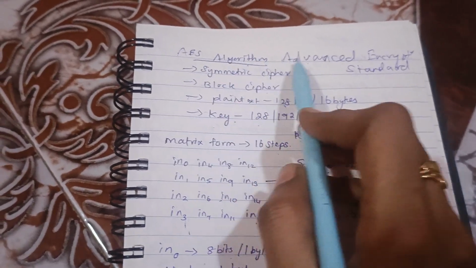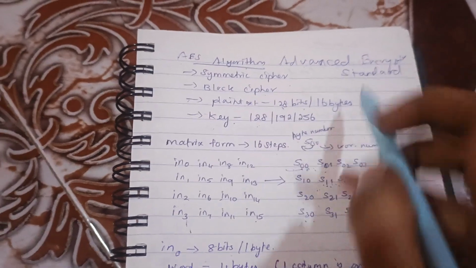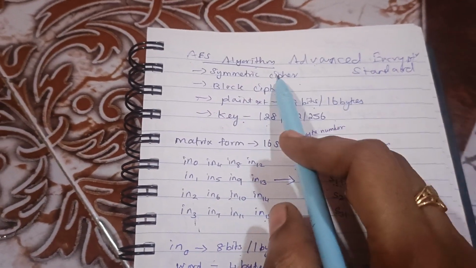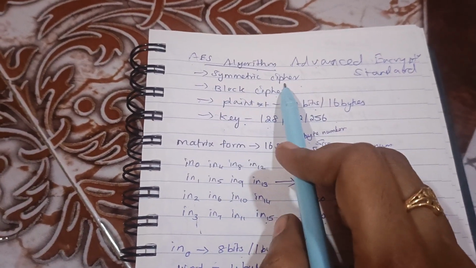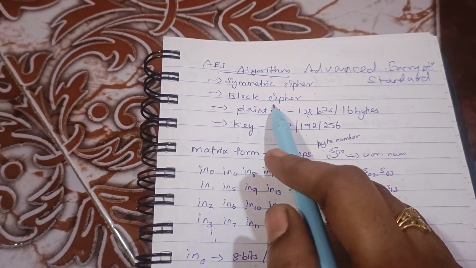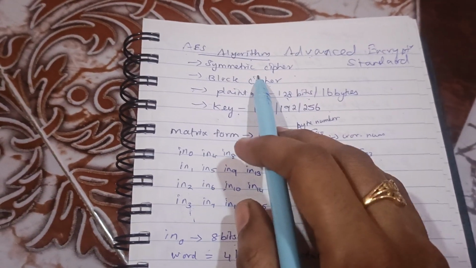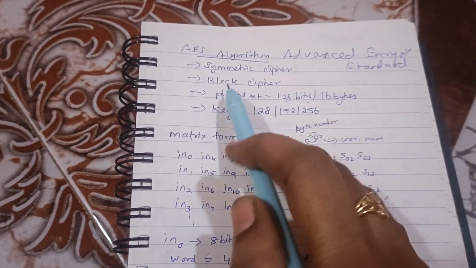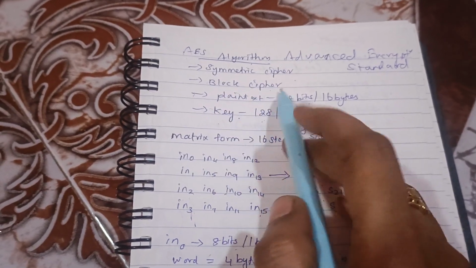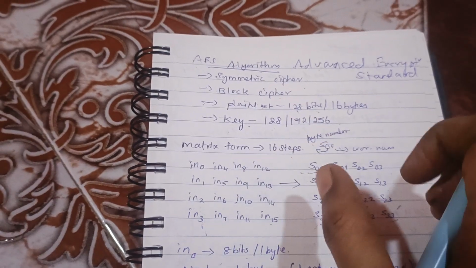AES stands for Advanced Encryption Standard. This algorithm is also a symmetric cipher. DES is a symmetric cipher and AES is also a symmetric cipher. Symmetric means both sender and receiver use the same key, and this also comes under block cipher. Your input text will be separated into different blocks.